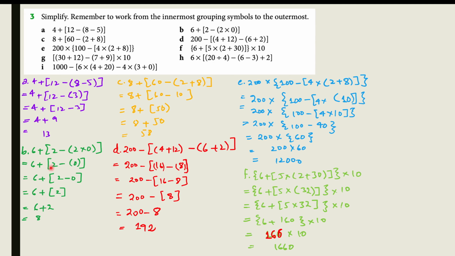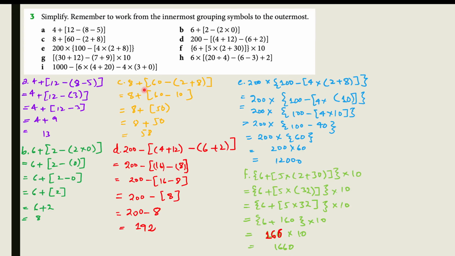Now we have the square bracket. When we express it, it would become 2 minus 0 in the square bracket. 2 minus 0 means we are not subtracting anything from 2, so it would remain 2. So the final expression comes as 6 plus 2, and 6 plus 2, we know it's simple addition, which will give us 8. So 8 is our final answer.